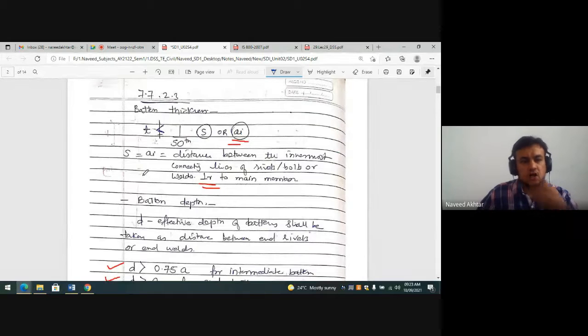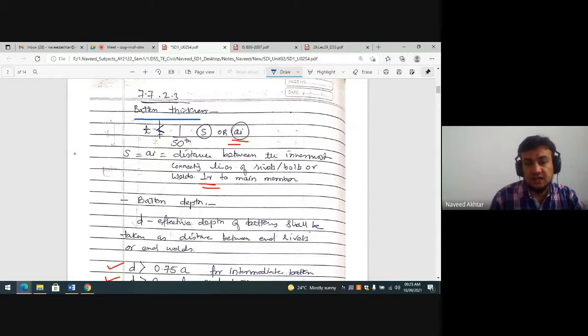Now the clause for batten, 7.7.2.3, the thickness of batten. How to decide the thickness of batten? Thickness of batten means this: you are designing the batten at the end. This is the thickness of batten, which you have to find out.